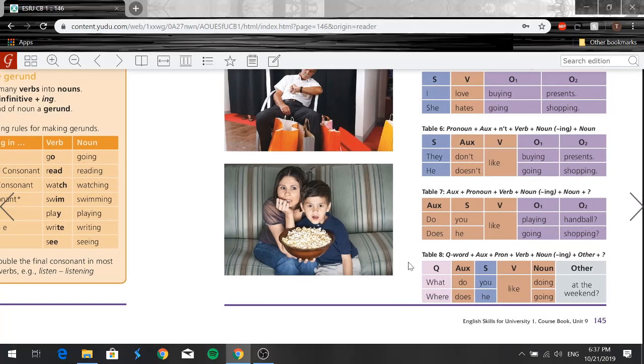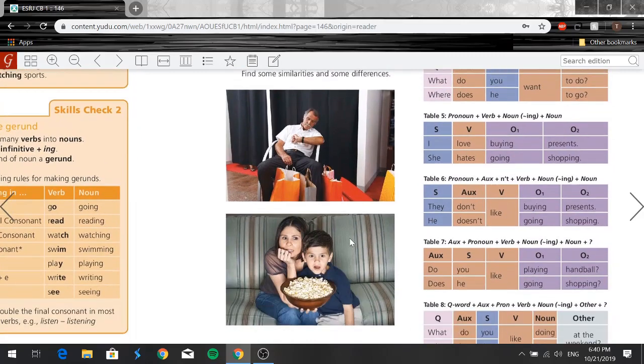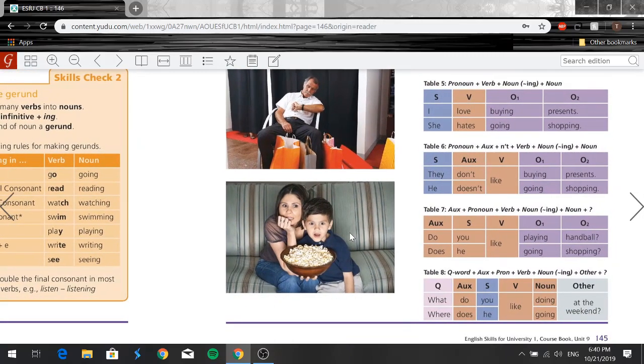And then we have table 8 here. Again, question word one more time, and then auxiliary, subject, and a verb. Then we have the noun ing, and other. Okay, so what do you like doing at the weekend, or where does he like going at the weekend as well? This table right here will be entirely up to you in terms of examples. And yeah, I think that's about it. So now let's move on to the next page, you guys.